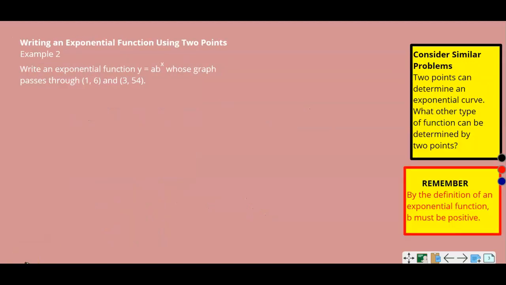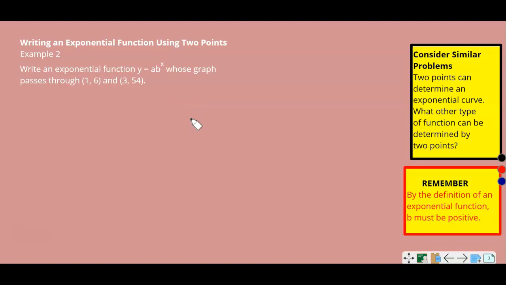Example 2, writing an exponential function using 2 points. Write an exponential function in the form y equals ab raised to the x power, whose graph passes through (1, 6) and (3, 54). All right, so remember every ordered pair is an x and a y value. So this one is x and y, and this one is x and y. So let's go ahead and substitute those values in for my 2 equations.